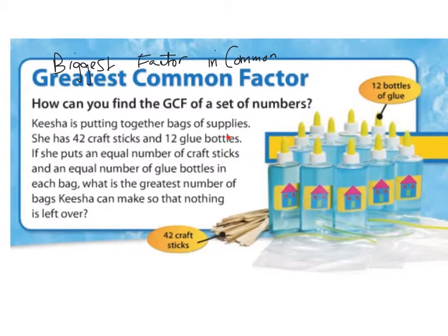Keisha is putting together bags of supplies. She has 42 craft sticks and 12 glue bottles. If she puts an equal number of craft sticks and an equal number of glue bottles in each bag, how many bags are there? Oh, we don't know how many bags there are yet. What is the greatest number of bags Keisha can make so that nothing is left over? So we're trying to find how many bags there are going to be, and we want an equal number in all of them. All right. So we have 42 craft sticks and 12 glue bottles. How can we split those up equally?